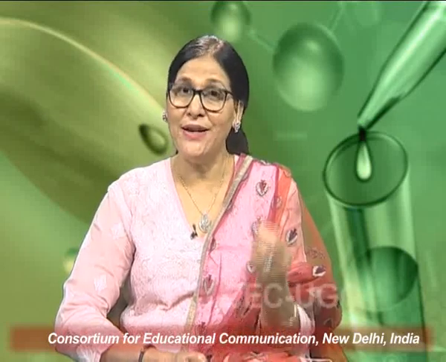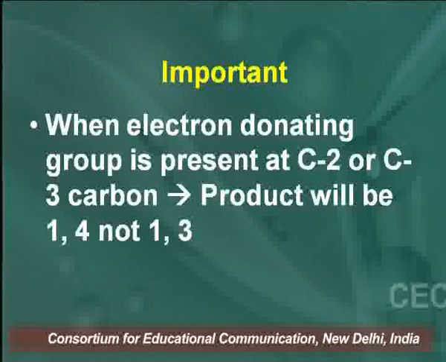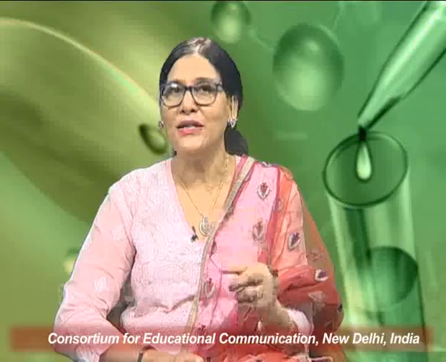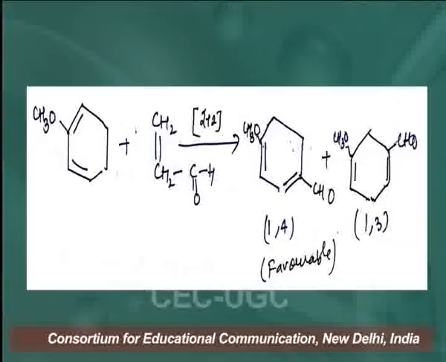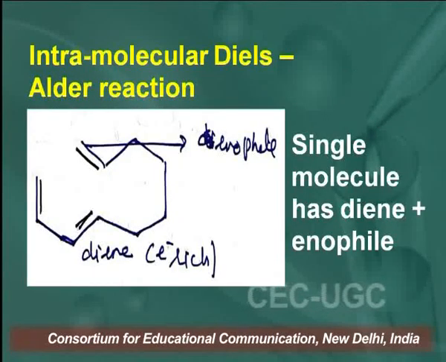So an important point is when an electron donating group is present at the C2 or C3 carbon atom, the product will be 1,4, not 1,3. So this is an example. Here the 1,4 product is more favorable. Similarly, when the electron donating group is attached at the C1 carbon atom or C4 carbon atom, we will get the products 1,2 and 1,4. So 1,2 is the more favorable product.